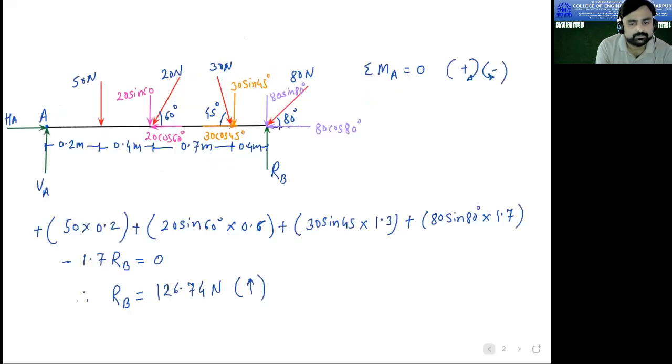Then here, from HA we will start. HA is moving towards the right hand side, so HA is positive. Then the horizontal force 20 cos 60 is moving towards the left hand side, so this is negative. 30 cos 45 is moving towards the right hand side, so this is positive. And next is 80 cos 80. It is moving towards the left hand side, so it is negative.